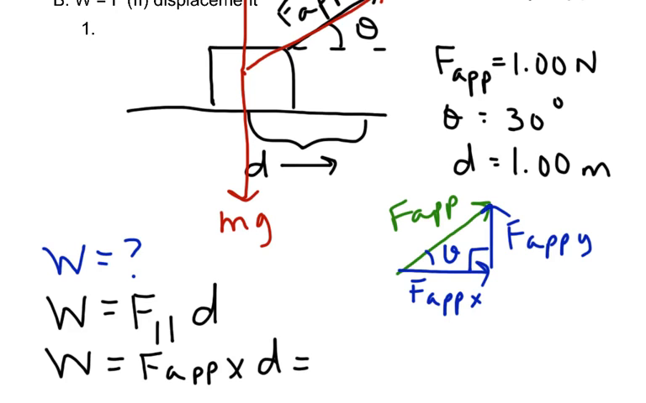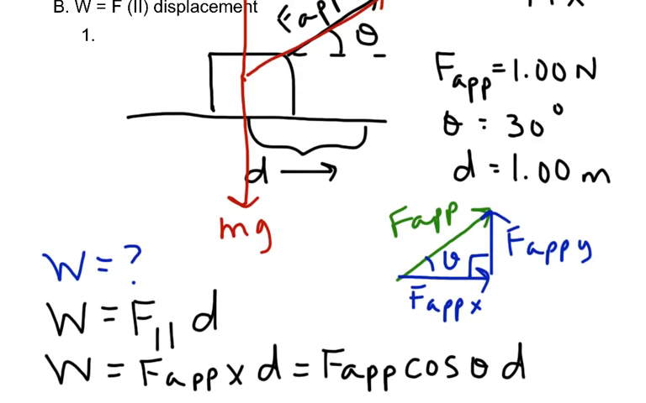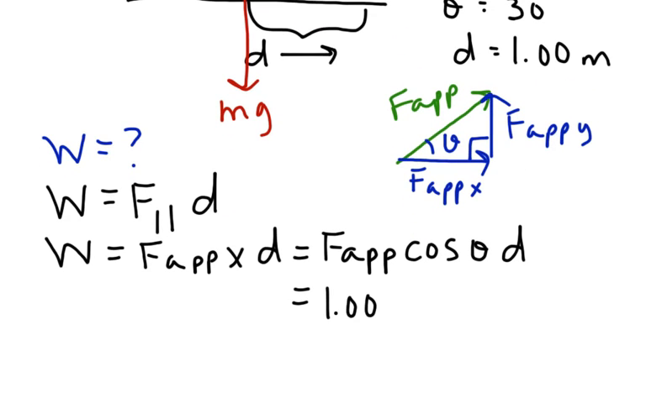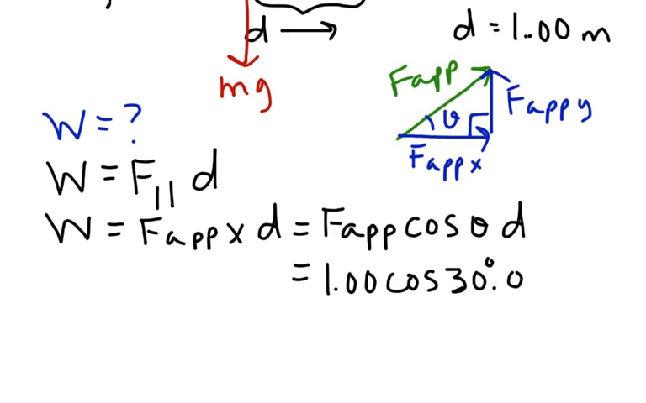So by plugging in the numbers here, my F applied x using trigonometry is going to be F applied cosine theta multiplied by my displacement. Now we can just plug in numbers. My F applied was 1 Newton, cosine of 30.0 degrees. Let's make that 3 sig figs. Multiplied by a displacement of 1.00 meters.